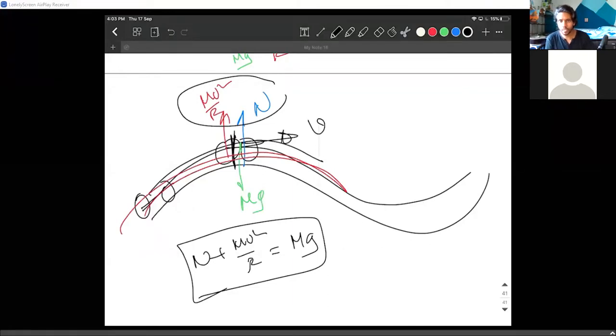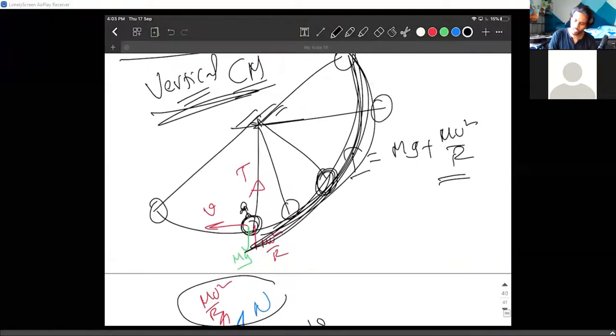Arnav asks, T equals mg plus ma. Right? That's what I wrote. T equals mg plus ma. Ma is nothing but that value.